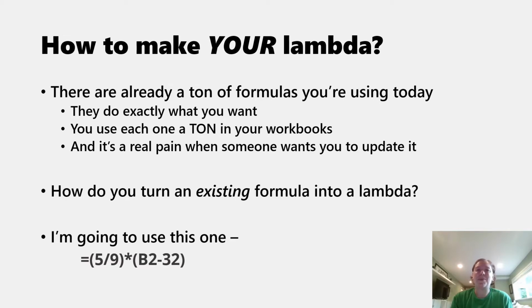You're probably asking yourself, well, how do I take this existing formula and turn it into a lambda, right? That's what you want to do: take away some of that repetitive work you're doing today. I'm going to use an example of an existing formula I have that's very simple. See it here at the bottom. It's equals 5/9 times (cell B2 minus 32). You might recognize it as the formula for converting things from Fahrenheit to Celsius, and that's just the basis of how we're going to do this example here.